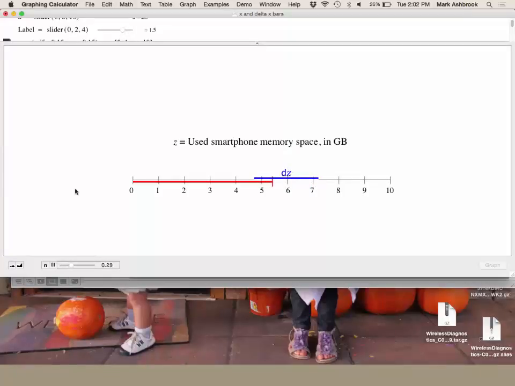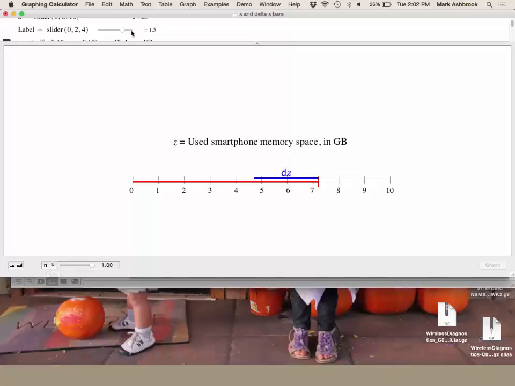So at first, what is our memory space in our phone? How much? 4.7, 4.8, and then what happens? We're using up more space by an amount, dz, a change in how much we're using up. So now the new value of z is something like 7.2. Okay?